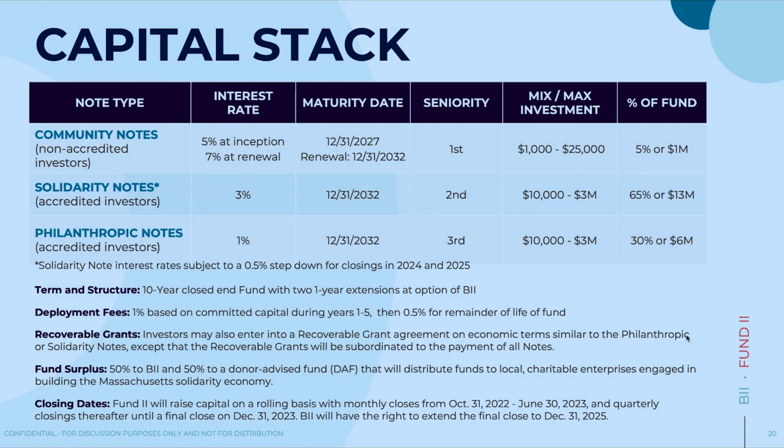And they're followed by the philanthropic notes. That's a 10-year 1% note. It's junior to the solidarity notes. And again, that's 10,000 minimum to 3 million maximum. And those notes are followed by, in the small print, recoverable grants. So someone could make a $10,000 recoverable grant to us. If we're in a position to pay them back, we will. And if we're not, we won't. So that's how a recoverable grant works.